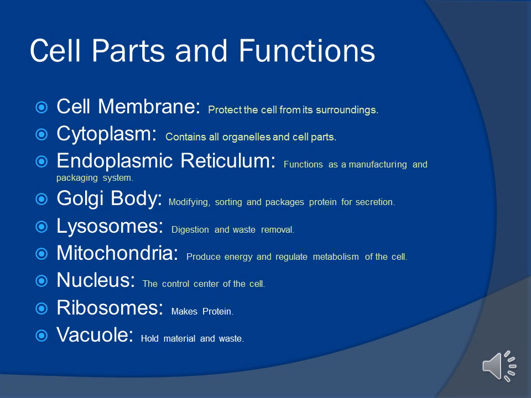Cell parts, or organelles, and their functions. The cell membrane is selectively permeable to ions and organic molecules and controls the movement of substances in and out of cells. The basic function of the cell membrane is to protect the cell from its surroundings. It consists of the phospholipid bilayer with embedded proteins.